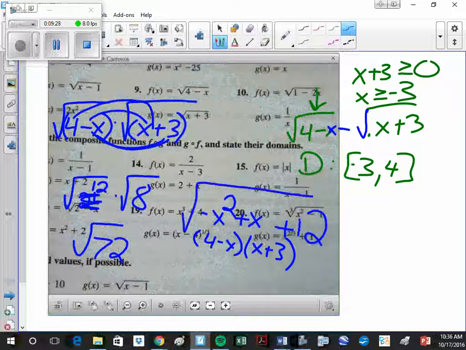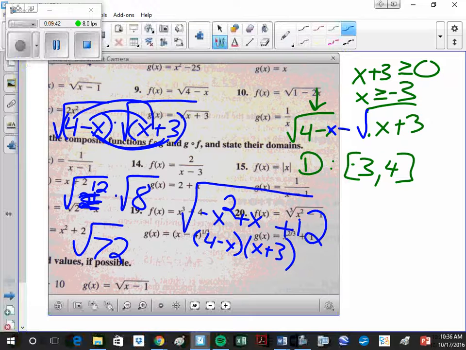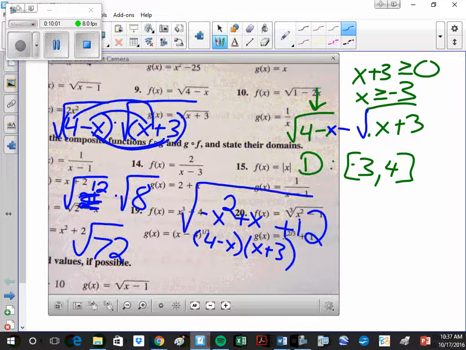So, what is the domain of that? It's the same, right? Let me check the back. Without doing much thinking, it should be the same. We're on 203, number 9. What does Cynthia say? Negative 3 and 4. From negative 3 to 4. It's the same numbers.